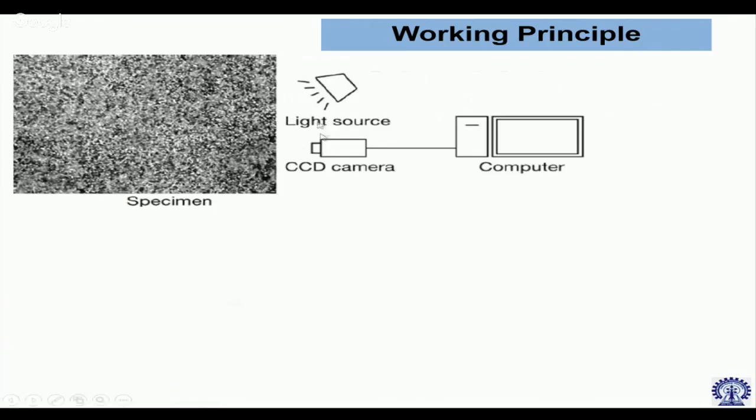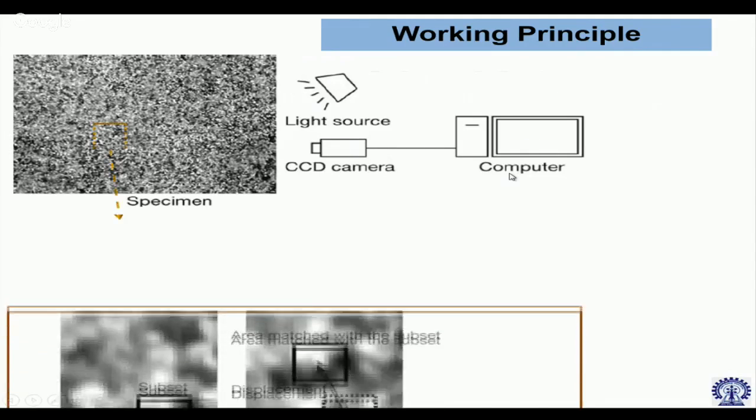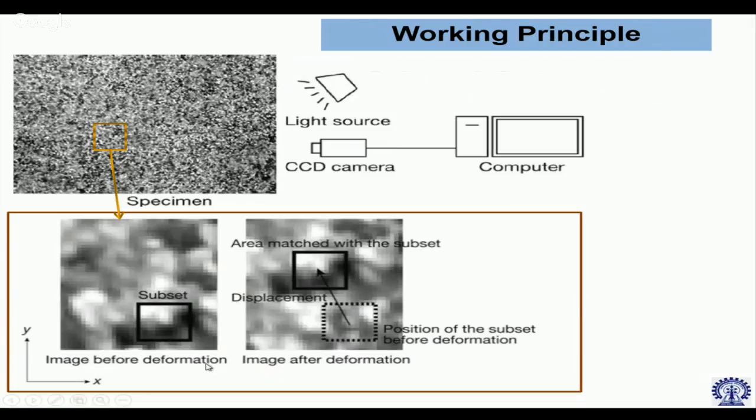So there is a light source, there are cameras. For 3D measurement you need two cameras at least, and then this is connected to a computer, and the computer has some software which analyzes this data. So we need two subsets of data corresponding to one, say, point or a pixel. One is before deformation, the other is after deformation.